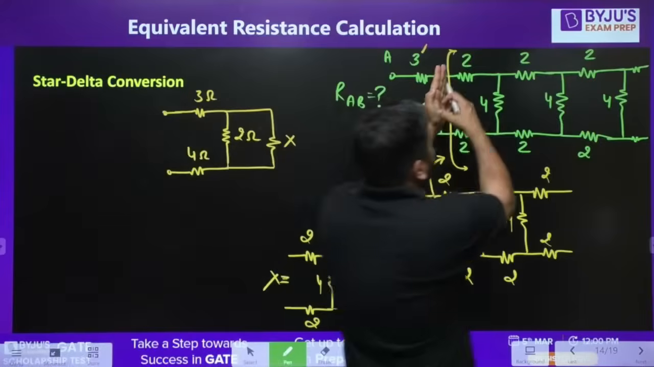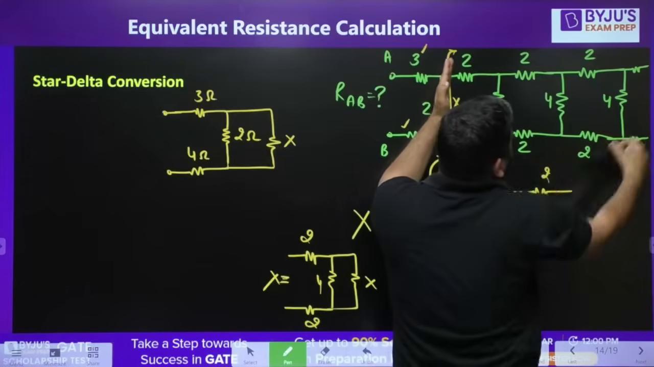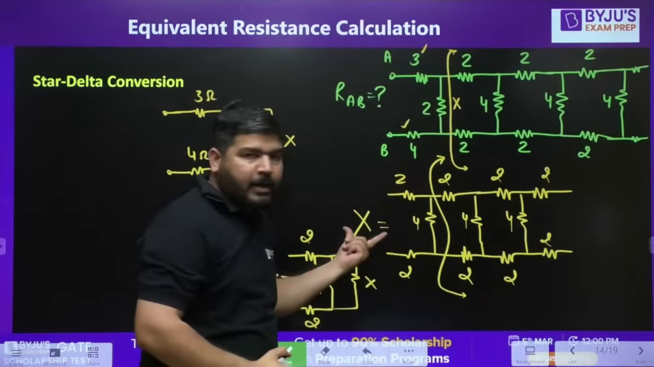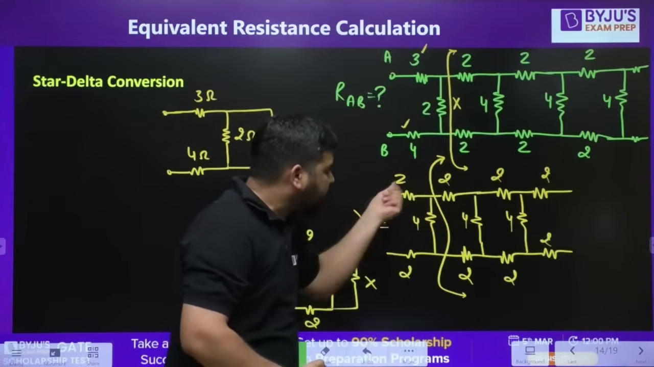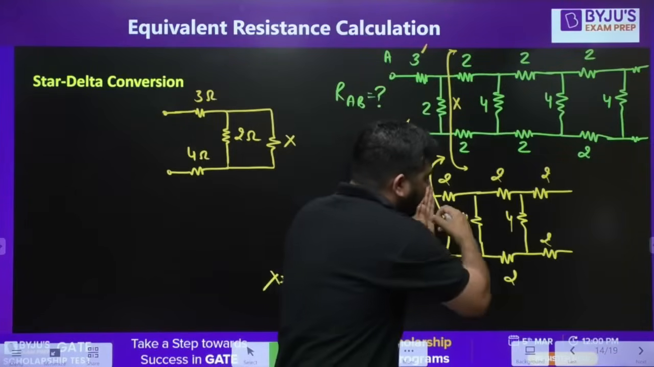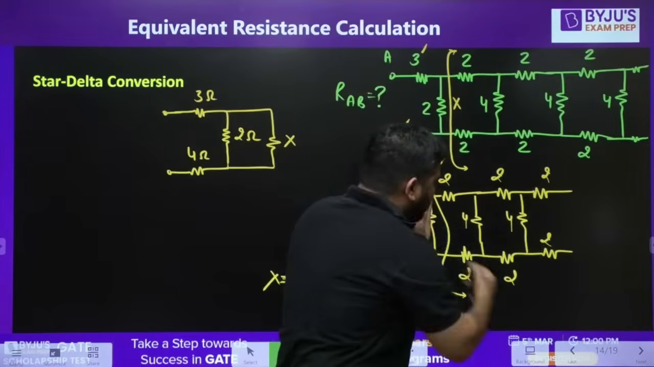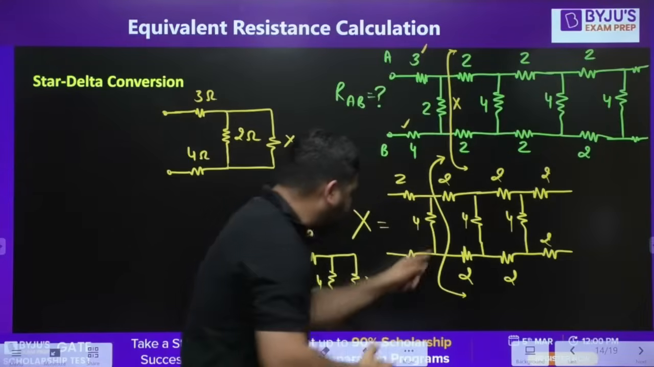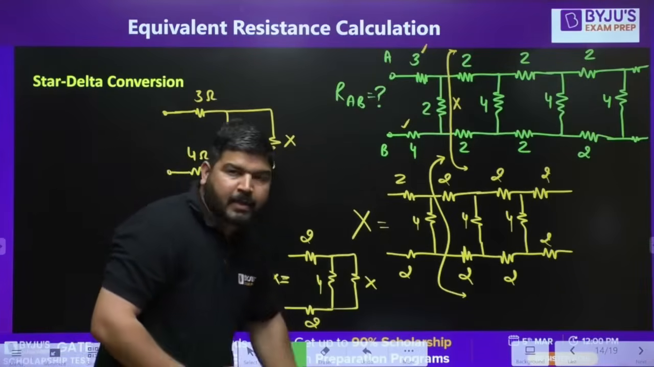Now I have this ladder with 2, 4, 2 resistances. I need to calculate the equivalent resistance of this ladder first. I have assumed that the equivalent resistance is X. Now I have removed this first string, and if I look at this ladder again, the equivalent resistance of this ladder is again X. So you can replace this infinite ladder with X, and the equivalent will also be X.